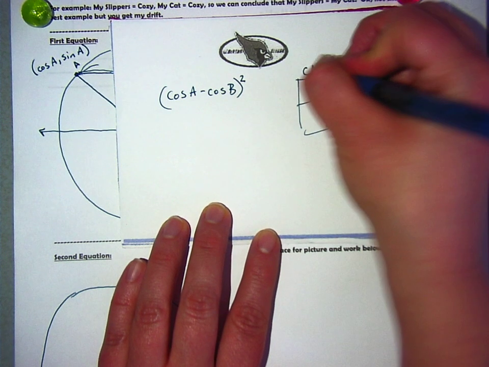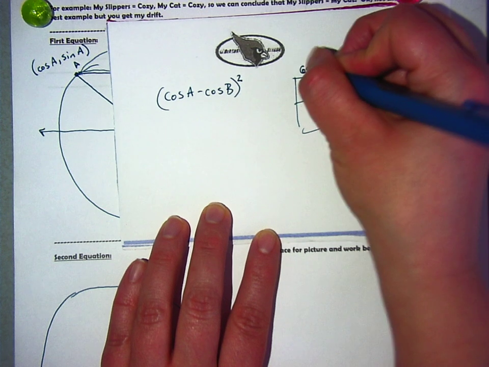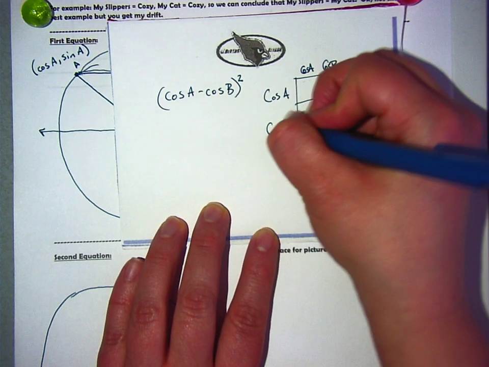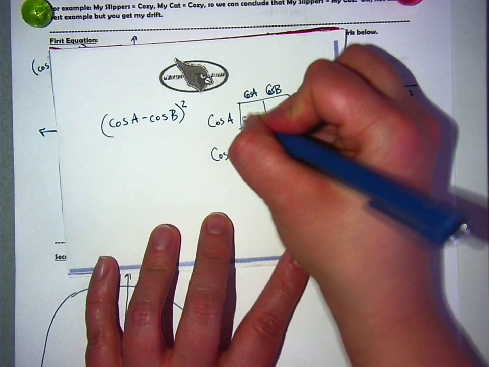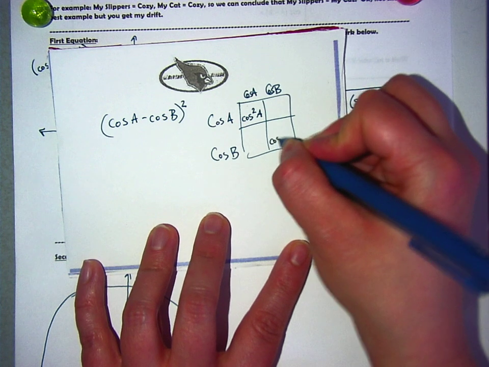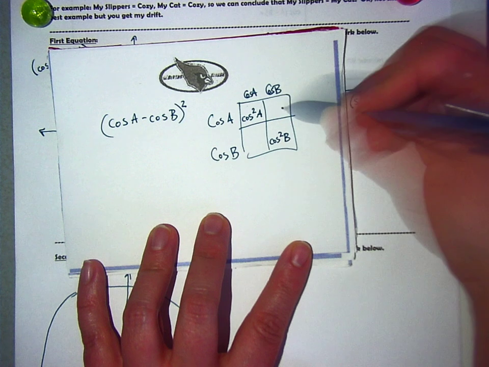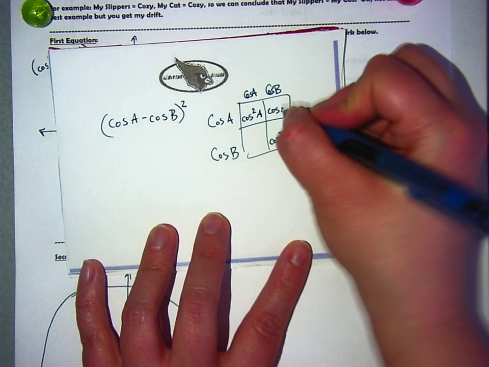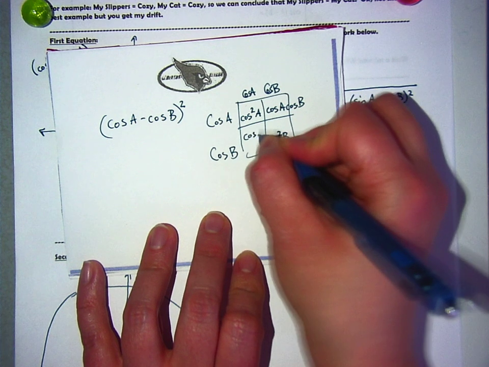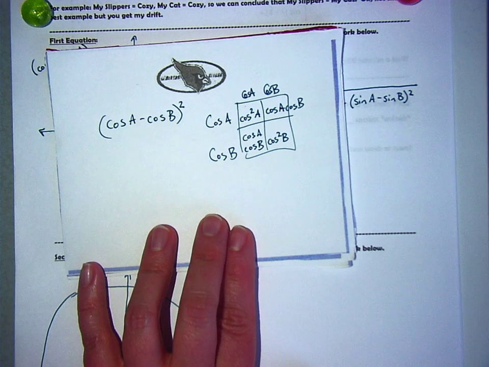Okay, so cosine A, cosine B, cosine B, cosine A, cosine A, cosine B. So here's where it would be the cosine squared A, right? And down here it would be cosine squared B. What would this one be? Cosine A, cosine B, multiplied by each other. This one's also cosine A, cosine B. Does everybody agree?